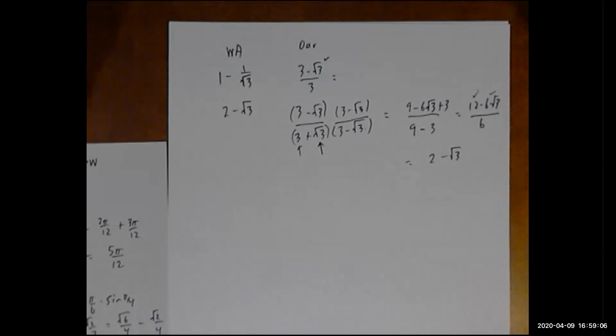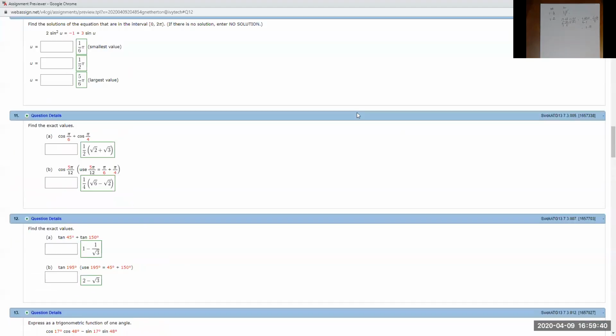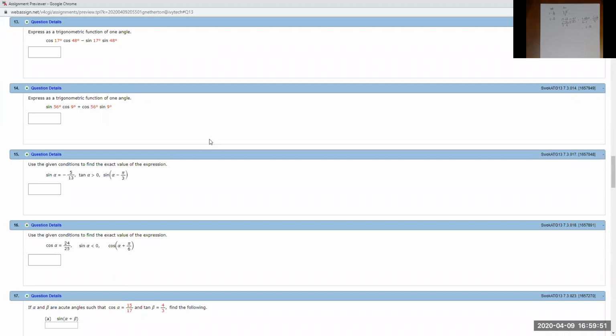Let me actually get a new marker. That one's sort of running dry. And now we're ready for problem 13. So let's see what problem 13 is all about. Turn off the answer key so we don't cheat ourselves. "13. Express as a trigonometric function of one angle."